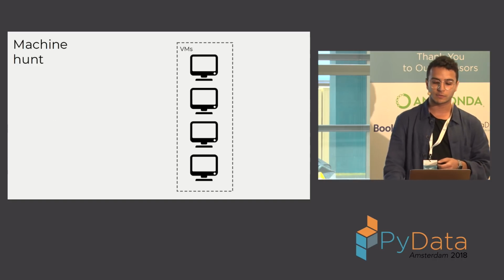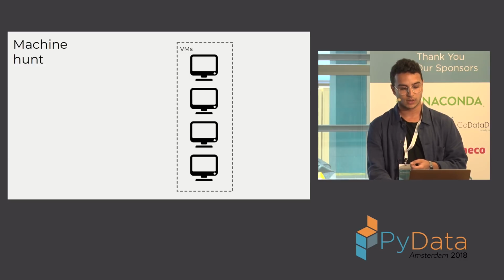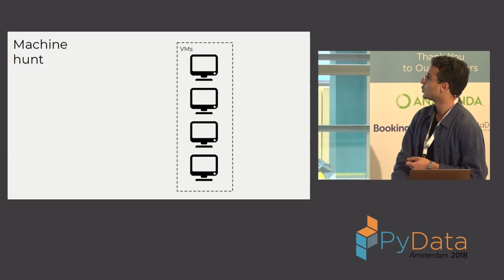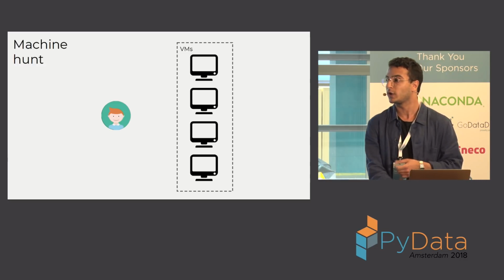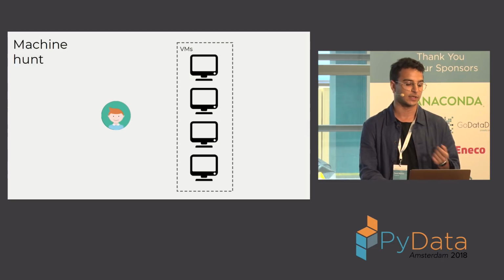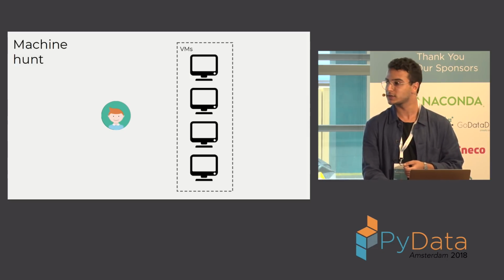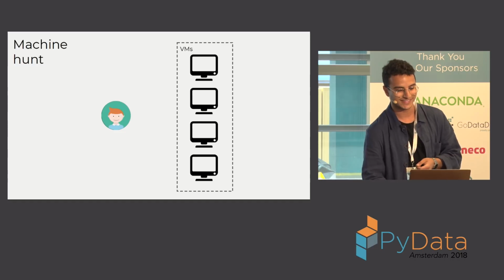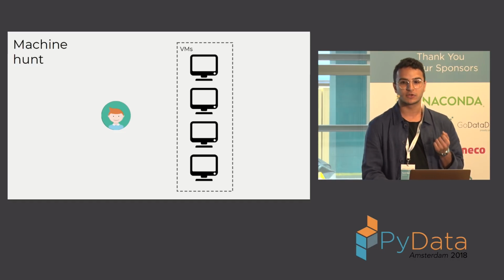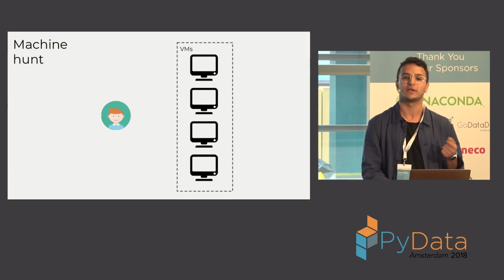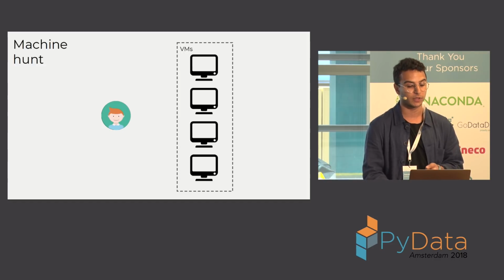So I'd like to formulate this problem as the typical machine hunt, as we call it. So we have this cluster of virtual machines that we own as a team. And then we have this data scientist, who we'd call Luigi in this case. I think he's not here today. But Luigi wants to train his machine learning model, right? And he wants to find a machine where he can train this model. The question will be which one.